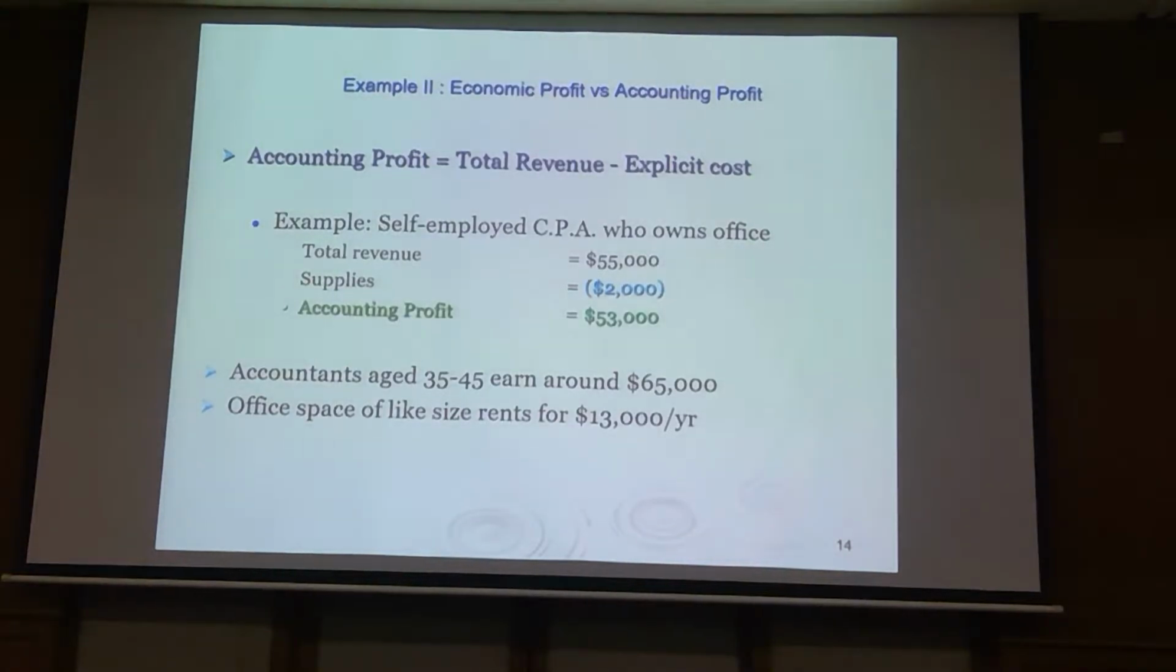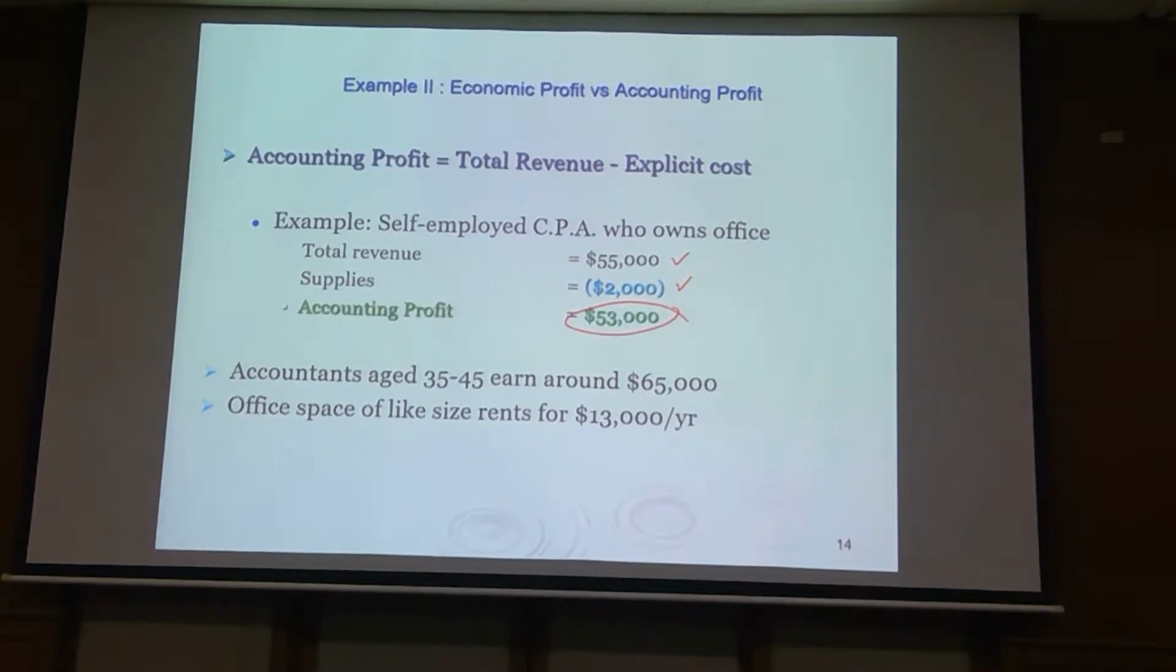So here's an example when we compare accounting profit and economic profit. Here is the situation of one guy. He already earned a CPA and has his own accounting office. As a result of opening his own accounting office, the revenue that he can generate is $55,000. The office supply is $2,000, so if he cares only about accounting profit, it should be fine for him to open his own office, because the accounting profit is positive.